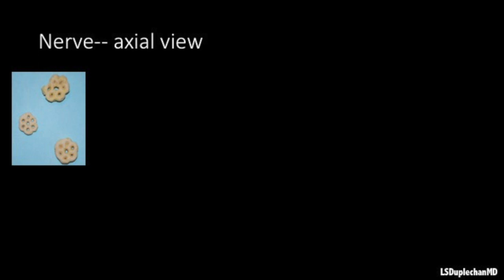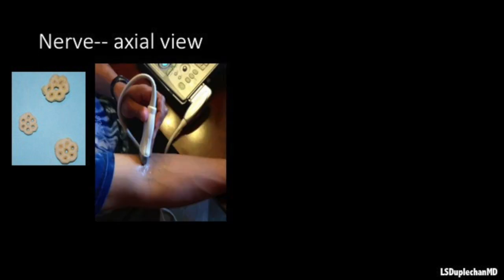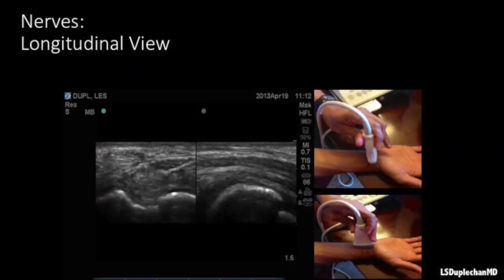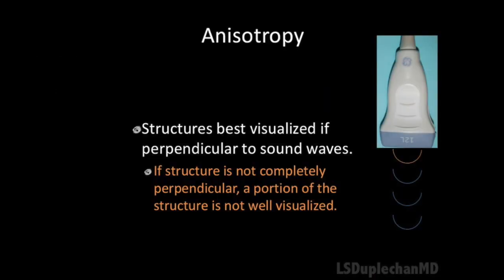Nerve connective tissue, such as epineurium and perineurium, reflect as hyperechoic or bright signal in cross-section. Fascicles are hypoechoic or dark. Nerves therefore give a honeycomb appearance in short-axis views. Nerves in the long-axis view resemble a tram track appearance, or in some cases they can resemble a long piece of licorice.